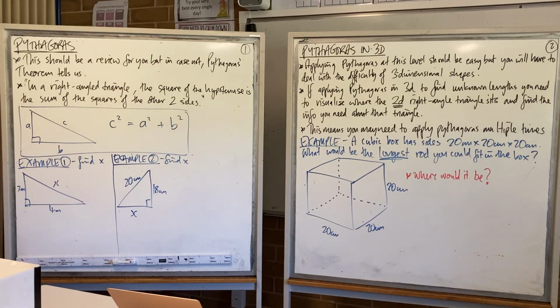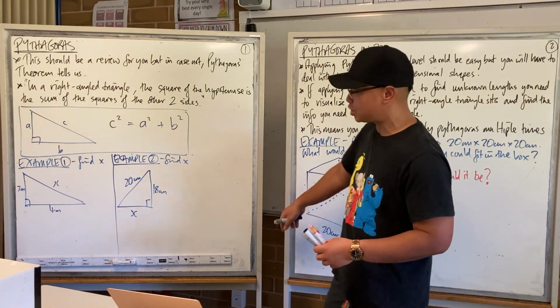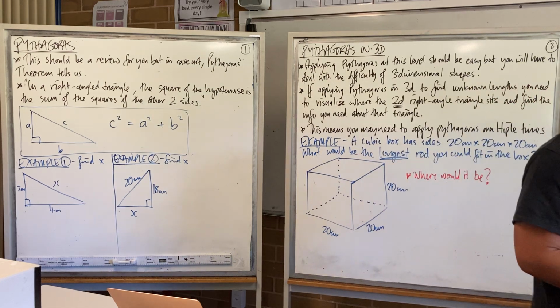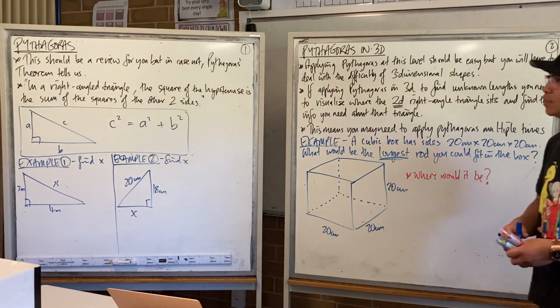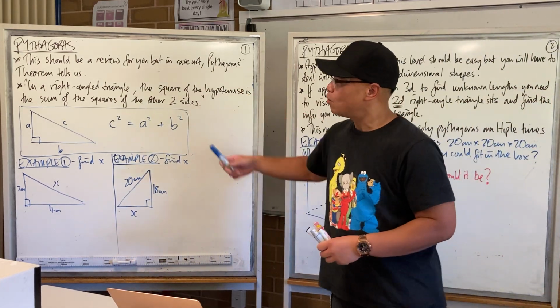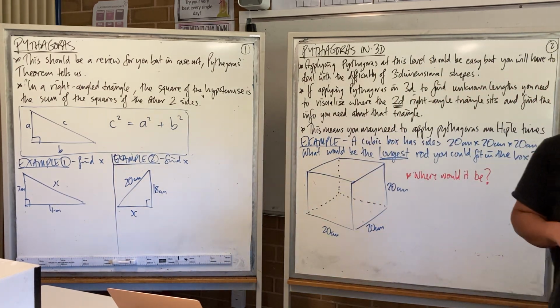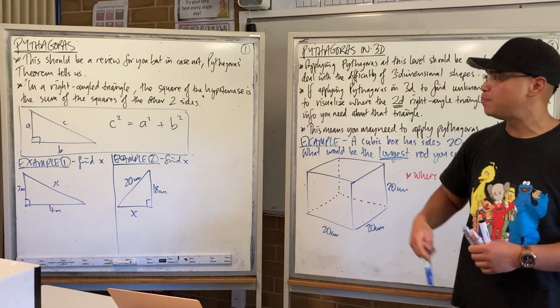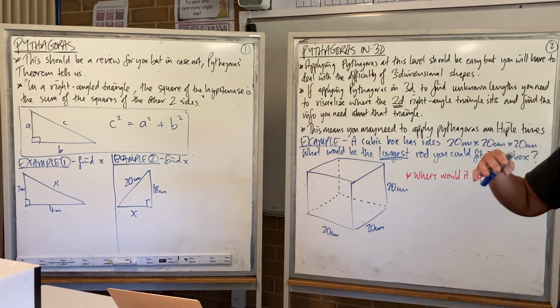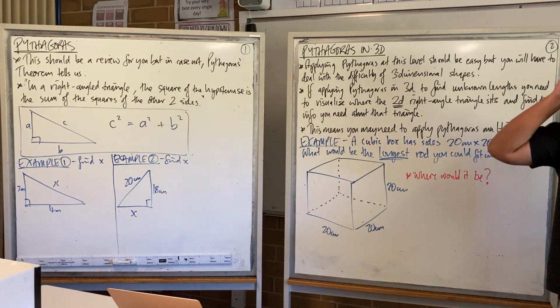Alright, so I'm hoping this lesson is a review, but like I said, I'll always teach it from scratch so that I can have it my way. Pythagoras. It should be a review, but in case, what does Pythagoras' theorem tell you? In a right angled triangle only, the square of the hypotenuse, which is the longest side, is the sum of the squares of the other two sides.